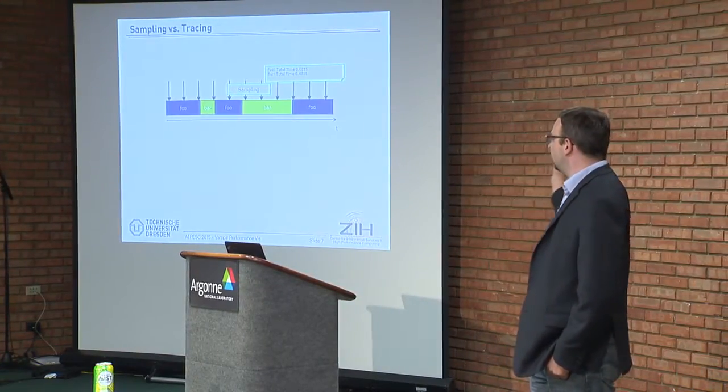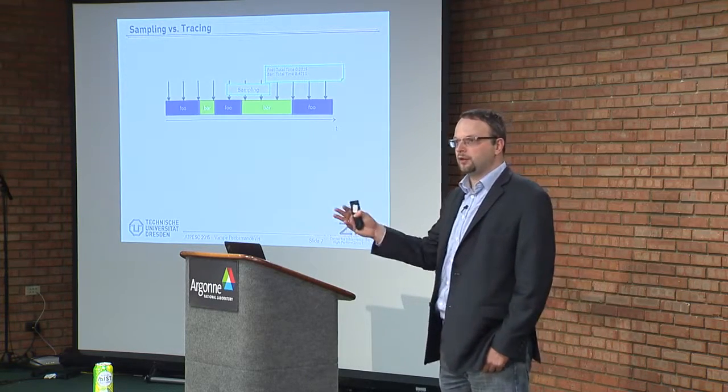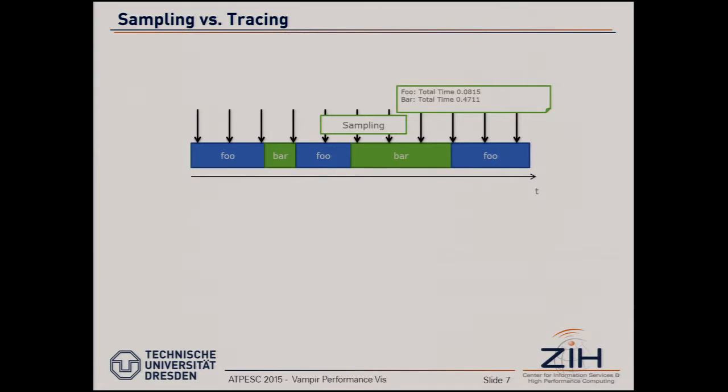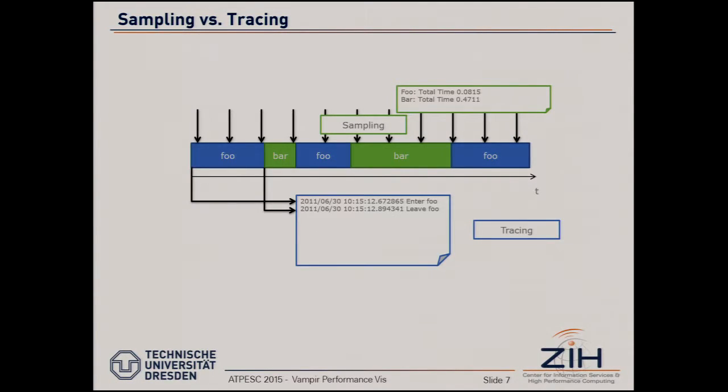So sampling basically means you interrupt your program at any arbitrary interval in time, and this doesn't have to be a fixed interval. It typically is, but this can be any kind of interval you want. You take a sample and then you aggregate it immediately. Tracing means you modify the application so that it sends out events to a performance monitor that then records this and typically keeps a log file of this.